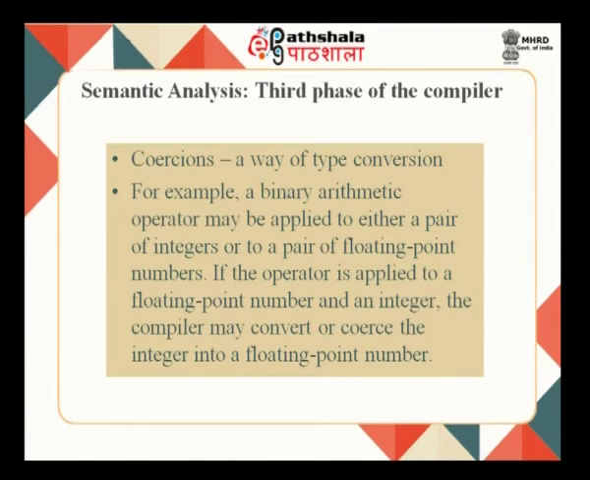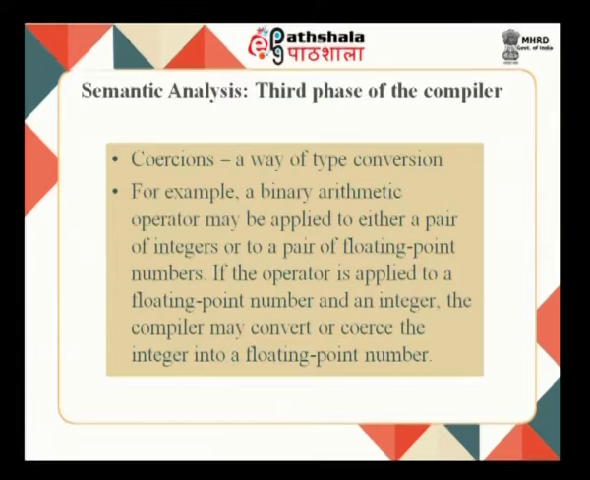Explicit type conversion in the sense that supposing I say a into 60, and supposing a is going to be of type float, what I am doing is I will convert this 60 into 60.0. So, I will do a into 60.0. This is what basically happens as type conversion, which is called coercion. A binary arithmetic operator may be applied to either a pair of integers or to a pair of floating point numbers. If the operator is applied to a floating point number and an integer, the compiler may convert or coerce the integer into a floating point number. So, this is what is called coercion, which is implicit type conversion.